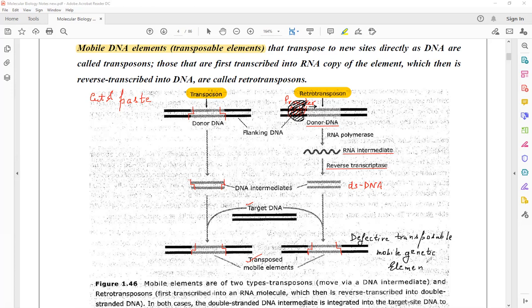ये क्या बन जाता है? This becomes transposable mobile genetic element, which is referred to as defective transposable mobile genetic element. Okay.